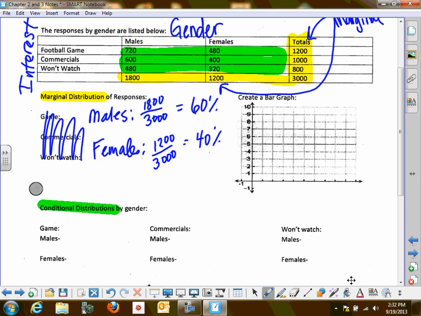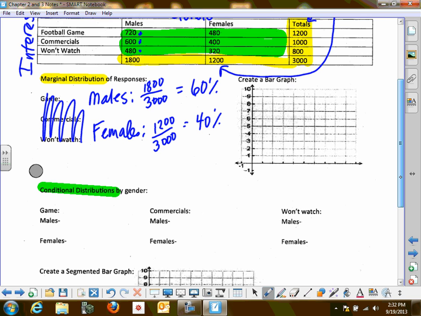Conditional distribution is happening where two things are covered. See this in the middle? These numbers are covered by two variables, both the gender and what they're watching or doing. So this number is the male ones that watch the football game. This is the male that watch the commercials and the males that don't watch and so on. So these are conditional upon two variables. All right, so let's figure this out.